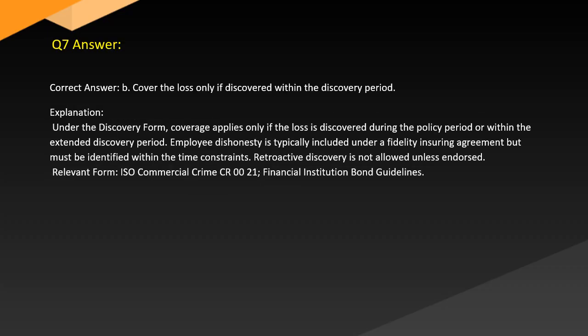Answer. Correct answer: B. Cover the loss only if discovered within the discovery period. Explanation: under the discovery form, coverage applies only if the loss is discovered during the policy period or within the extended discovery period. Employee dishonesty is typically included under a fidelity insuring agreement but must be identified within the time constraints. Retroactive discovery is not allowed unless endorsed. A relevant form: ISO Commercial CI 021, Financial Institution Bond Guidelines.